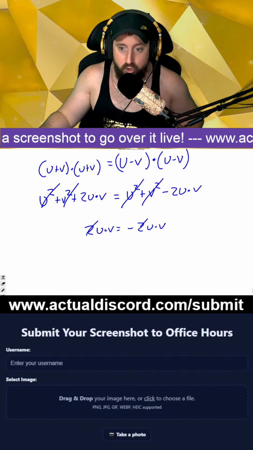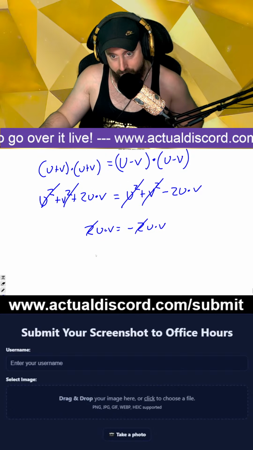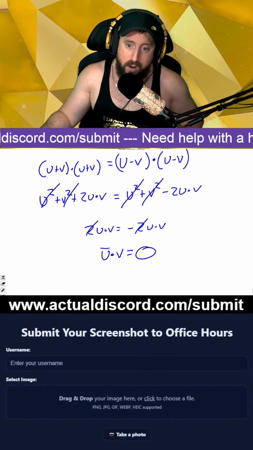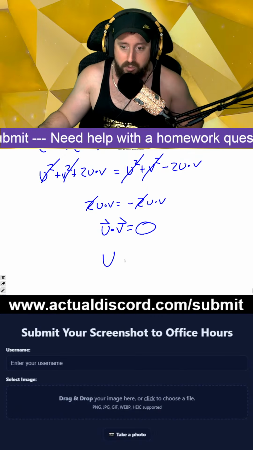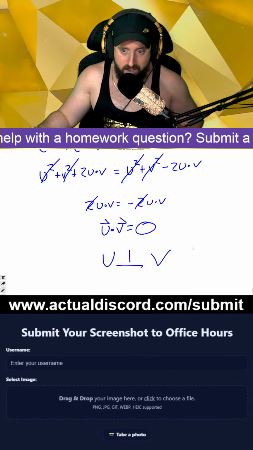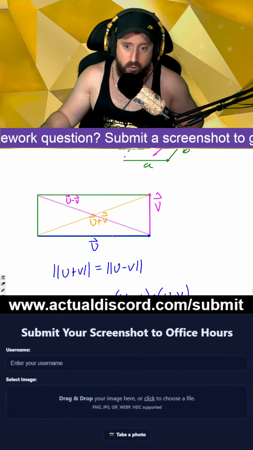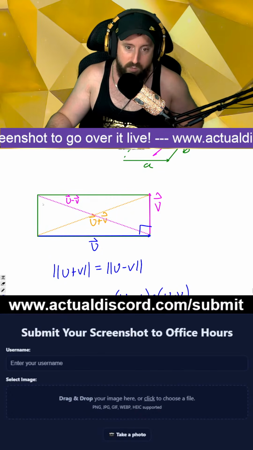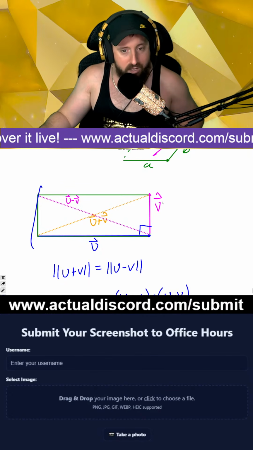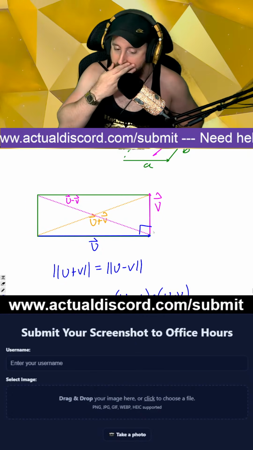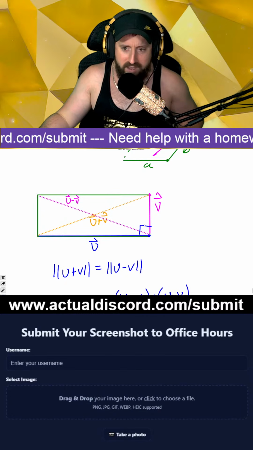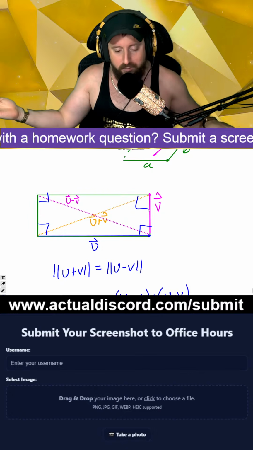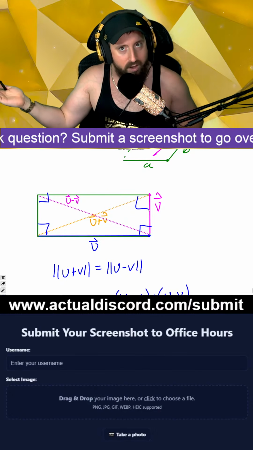And the only way for this to be true is for u dot v to equal 0. And if u dot v is equal to 0, that tells you that u is perpendicular to v. And if u is perpendicular to v, that means this is a 90-degree angle, which means that these two sides are parallel, and these two sides are parallel. But also, by definition of a rectangle, if this is 90 degrees, then this is also 90 degrees, and this is 90 degrees, this is 90 degrees. Now you got a rectangle. Okay, I think that's where that comes from.